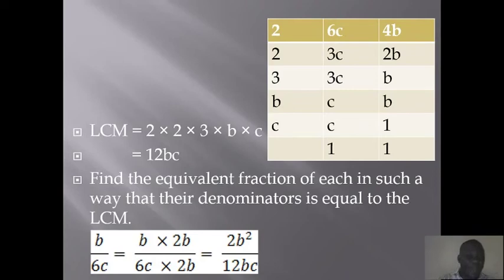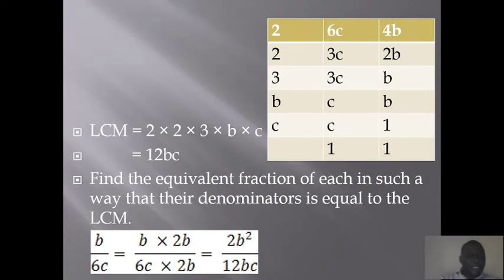Now you have to find the equivalent fraction of each item with respect to the LCM, in such a way that each fraction's denominator will be equal to the LCM. So I express b over 6c. I want to find the equivalent fraction, so I look for what I can use to multiply 6c to give me 12bc. If I use 2 to multiply 6, it becomes 12. Then if I attach b to it, it becomes 12bc.